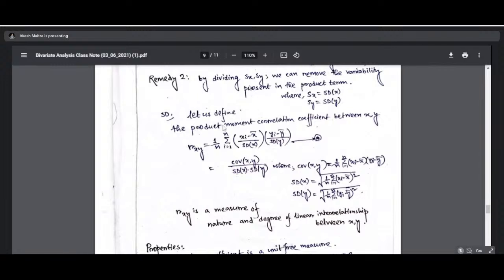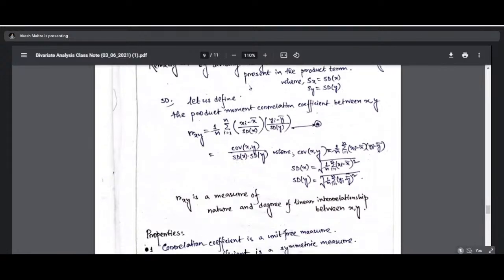So what we are getting from here is a unit free measurement, that Rxy is unit free. If I consider x as height data and y as weight data, then xi minus x bar will give us a result in centimeter, and yi minus y bar in kg. Similarly, SDX and SDY will give results respectively in centimeter and in kg. So if I divide these two things, we will get a unit free measurement having no variability present in the data, having no variability interrelationship between the two data.